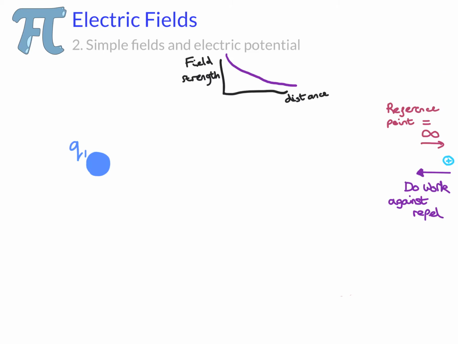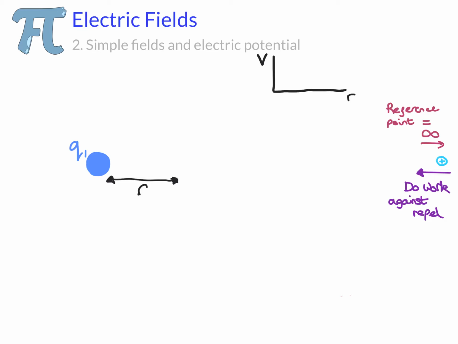We then consider the work we must do to move this unit charge from that infinite reference point to whatever point we care about, which is at a distance r from the charged object. Since the electric force will get stronger and stronger, the potential energy will increase faster and faster as we get closer to the charged object, and the graph will look like this. The equation for this curve is that voltage is equal to 1 over 4 pi epsilon naught, Q1 over r, which you can just remember as the field strength multiplied by the distance to the object, r.